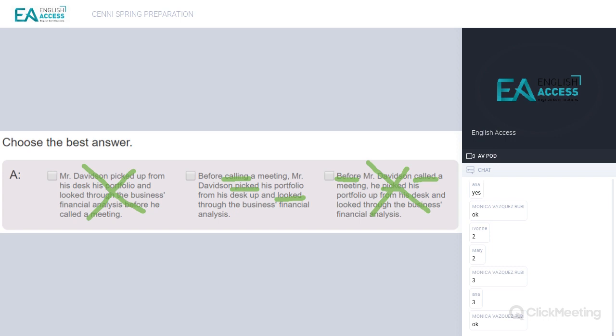Remember, when the second activity is in past, the first activity is in past perfect. When the second activity is in present, the first activity is in past. In this case, calling is in present, so picked and looked are in past. That's why here the correct answer is the second answer. You see? Keep that in mind. If possible, ladies, I recommend you make notes about all this. Remember, this comes in the exam.